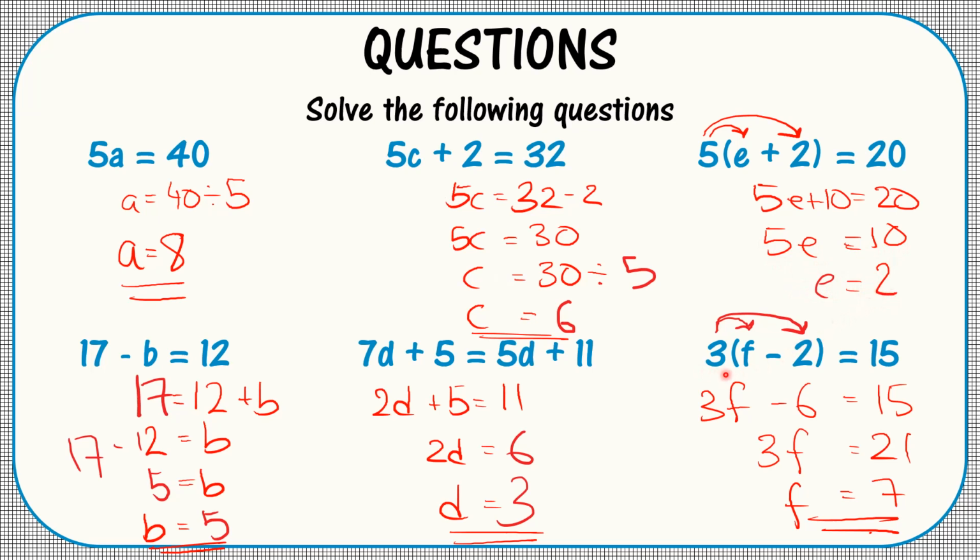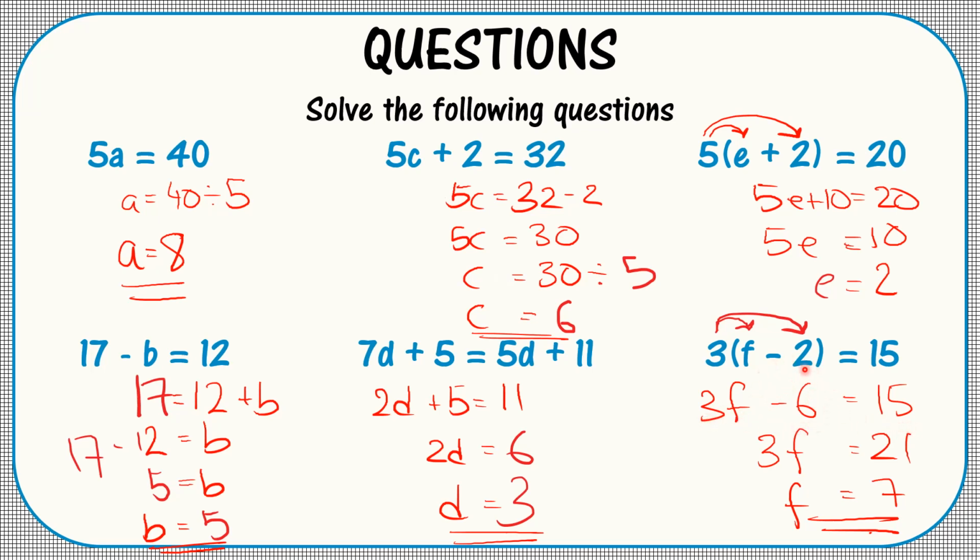The final example, 3 bracket f minus 2 equals 15. Again, what you want to do first of all is get rid of the bracket. So you want to expand. So 3 times f is 3f. 3 times minus 2 is minus 6. So 3f minus 6 equals 15.